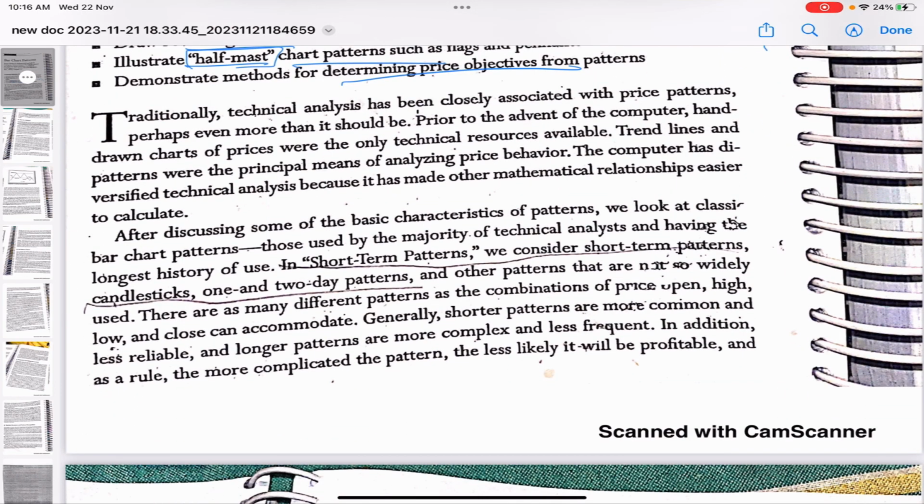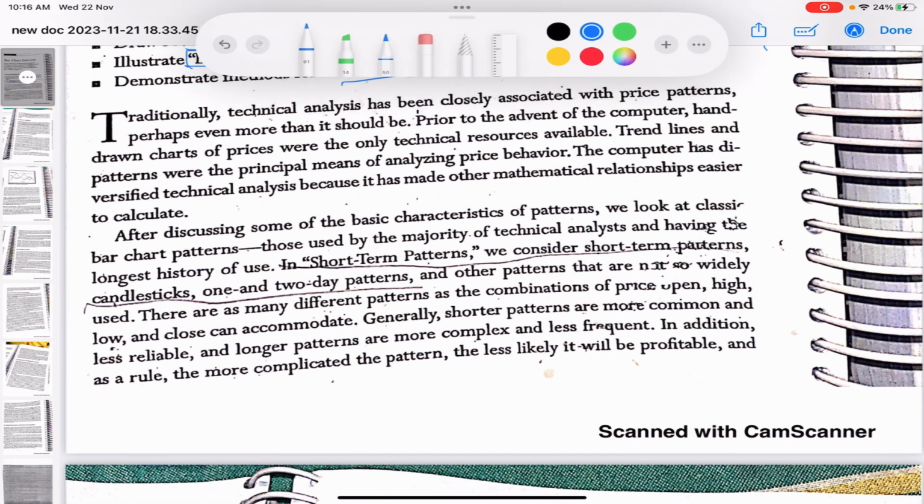Okay, so in this particular chapter, we'll be seeing the short-term patterns first. So what are short-term patterns? Short-term patterns means that we are talking about a 1-day or 2-day pattern, or we are talking about one particular candlestick. So that is basically short-term patterns.